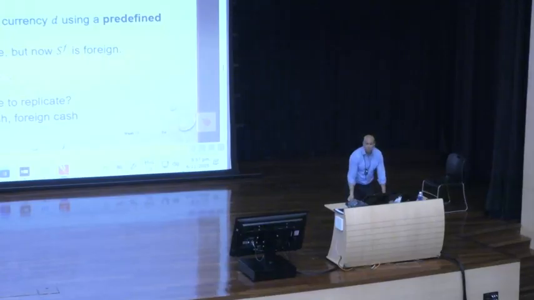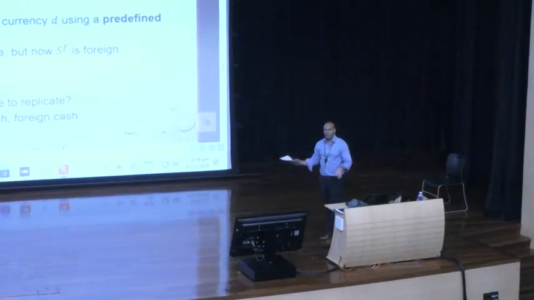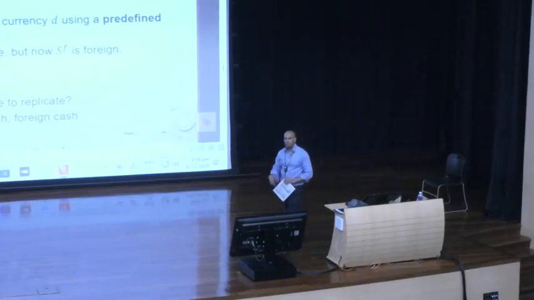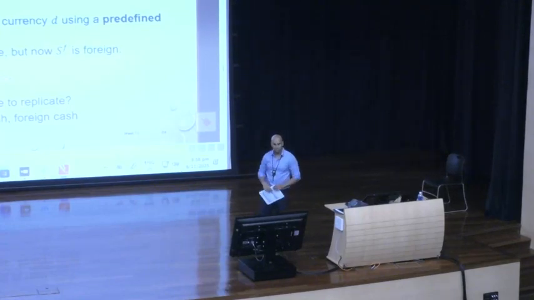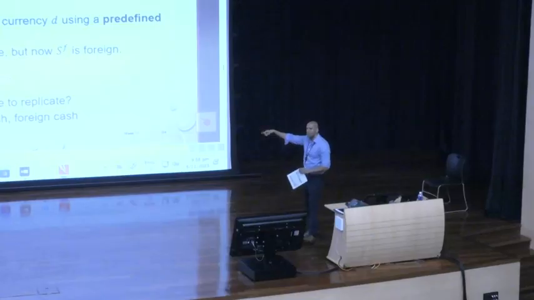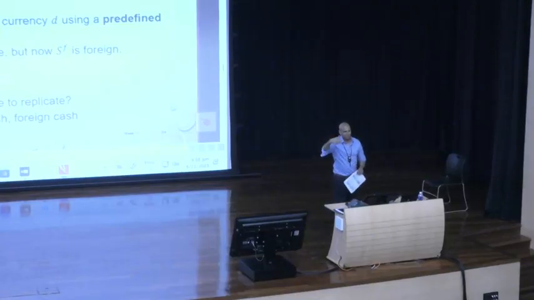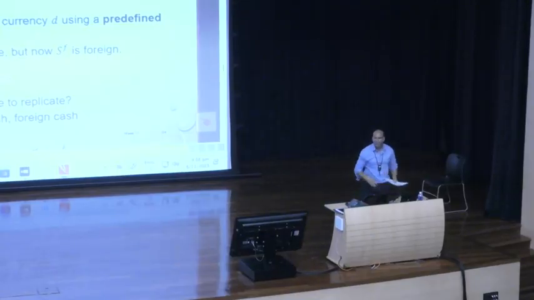Our pricing framework is always the same. Replication, self-financing. What are the assets we have? Well, we have the foreign stock, S_F, and we have cash. We have domestic cash and we have foreign cash. Domestic cash we've always had. It's the money market account. But we also have the money market account in the foreign currency. And you have to wait a couple of slides to see why that comes in.